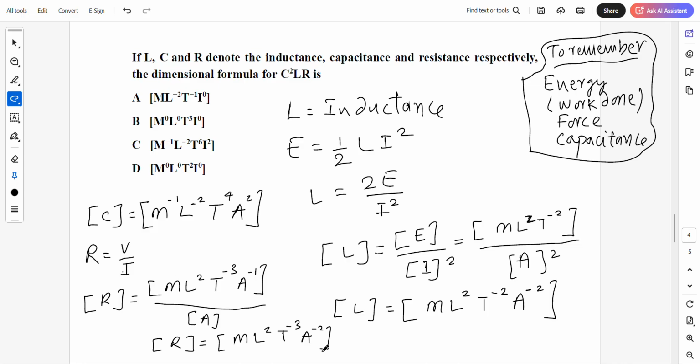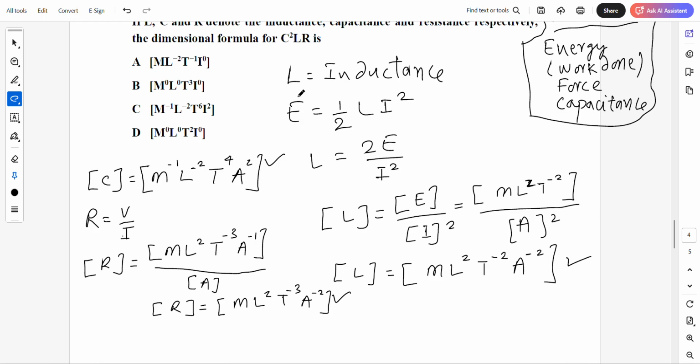Now we got the dimensions of what? L, C and R. What are they asking? C square into L R. You have to find the dimensions of C square into L into R. That is nothing but C square L into R.